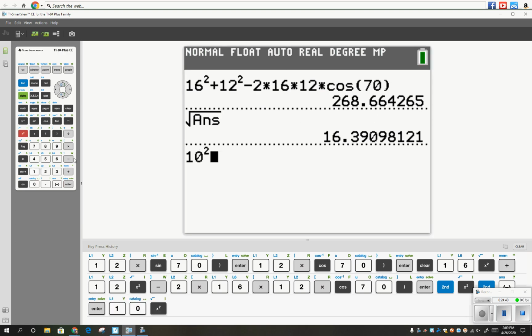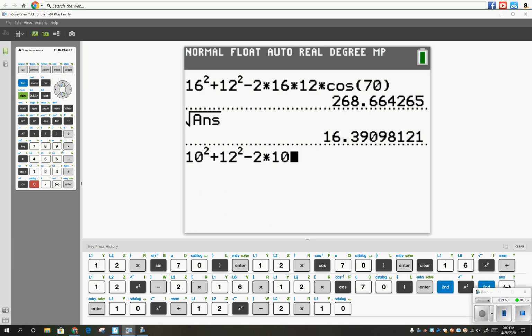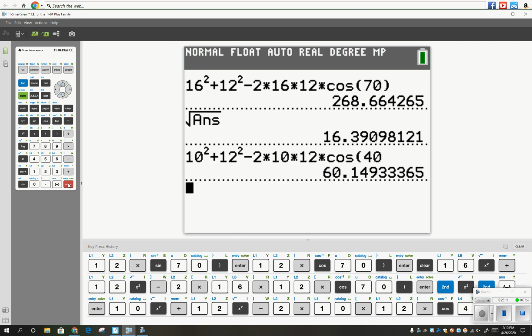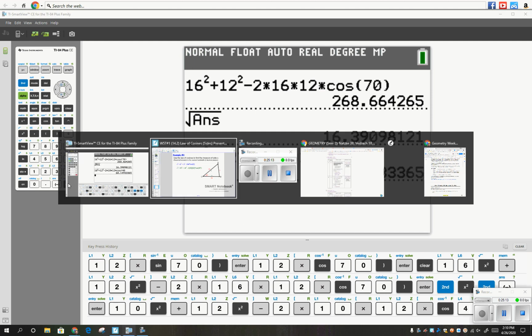10 squared plus 12 squared minus 2 times 10 times 12 times cosine 40. Remember, we need to make sure our calculator's in degrees. I checked mine at the beginning of the lesson. Make sure we're changing the modes to degrees, because if you're not getting these same answers, that could be one reason why you're not doing it right. Equals 60.1493.